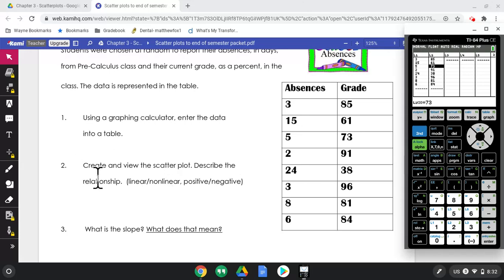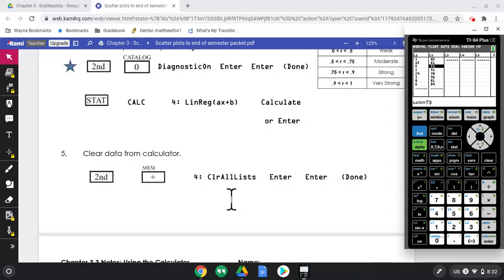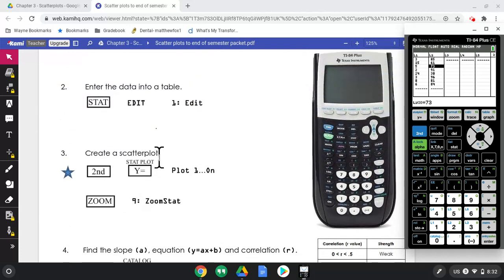Next, it says create and view the scatter plot. So we've put this information in our calculator. Now we want to create and view the scatter plot, and then we're going to describe the relationship, either linear or nonlinear, and either positive or negative. So we look up here. We did step 2, so step 3, create a scatter plot.